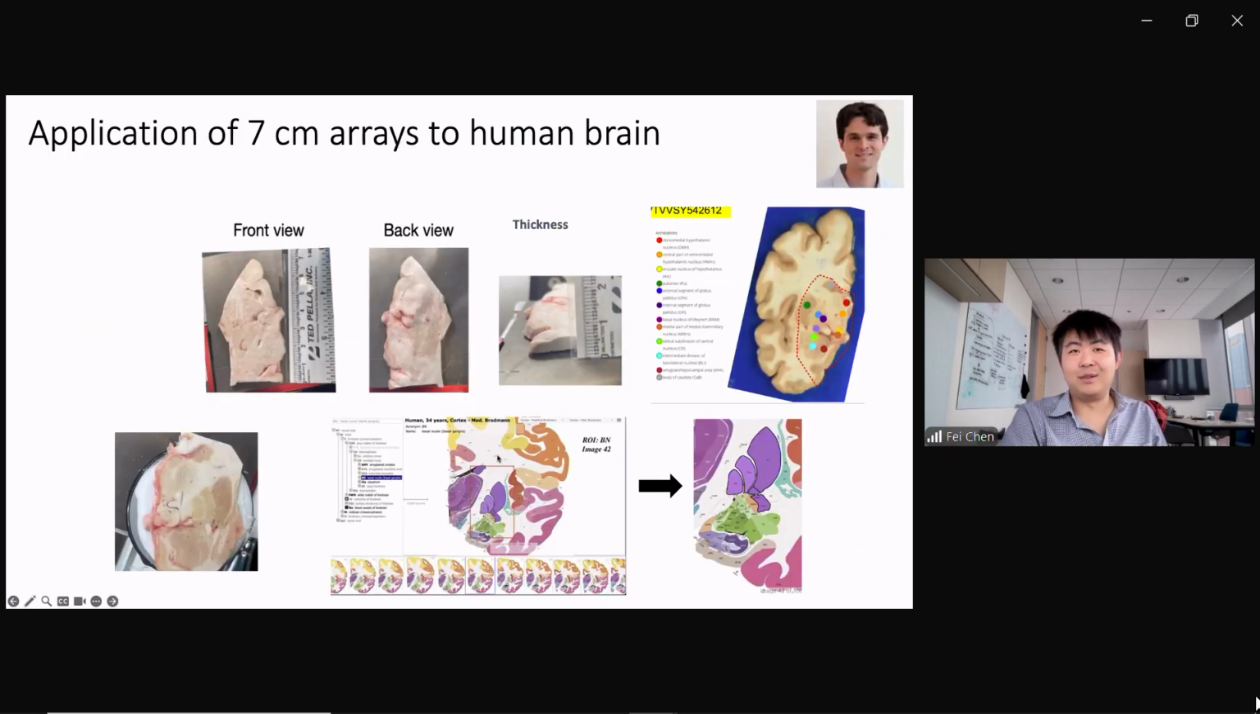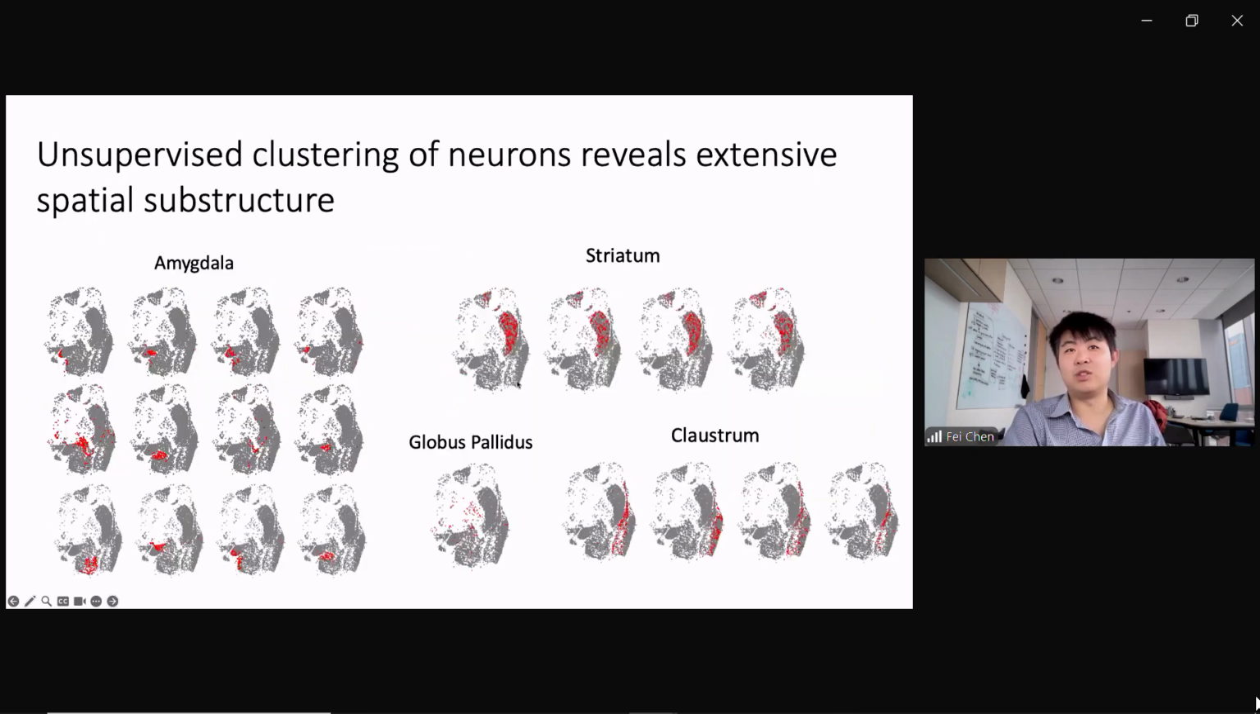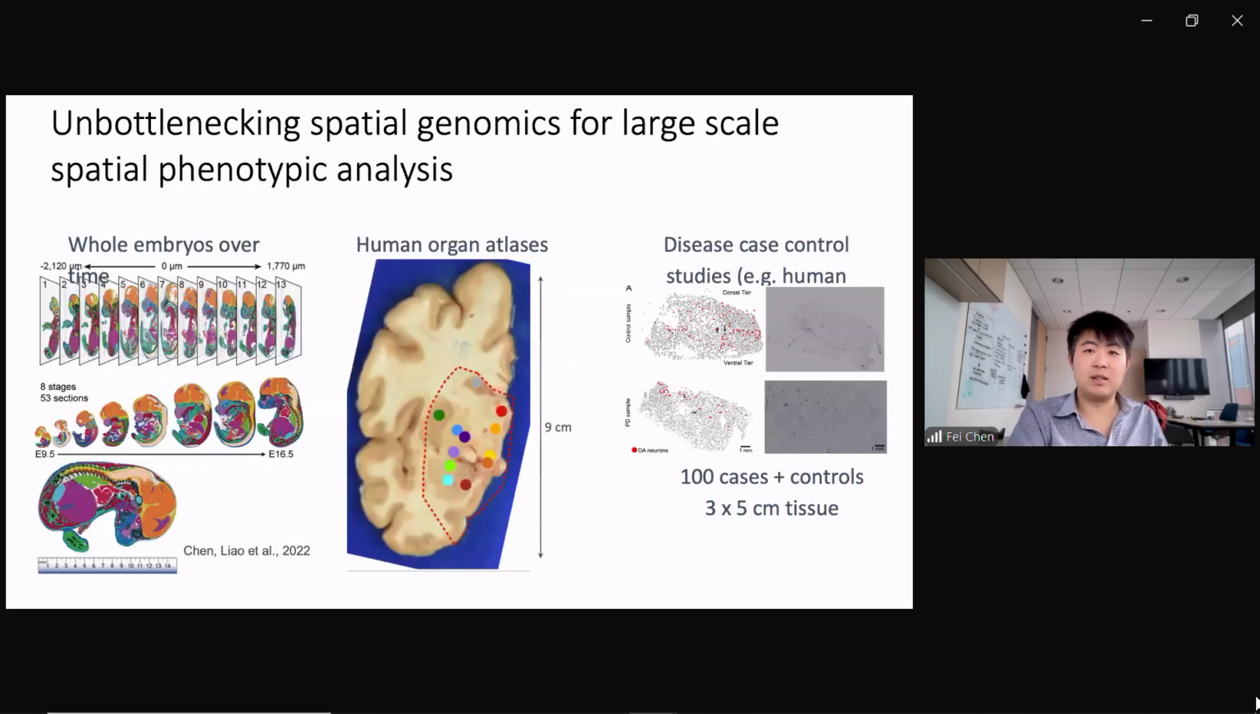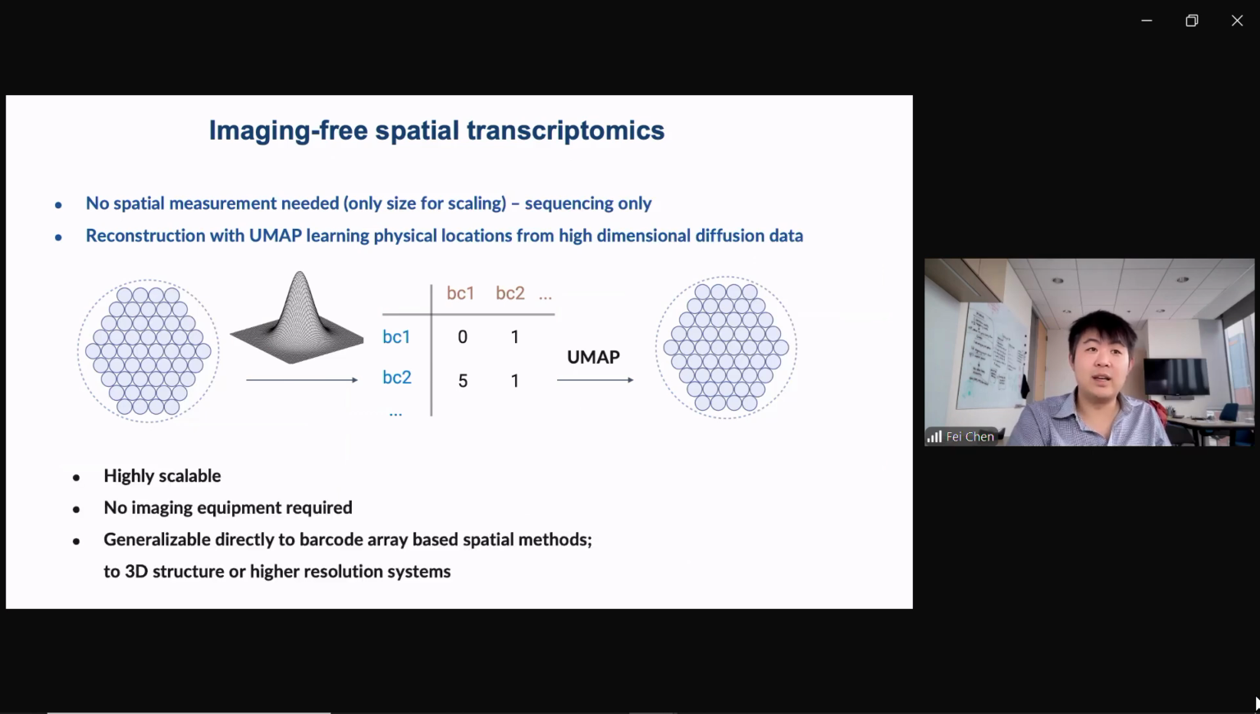This is the basal nucleus on a 7 centimeter array. And here's the reconstruction. Here's the Allen histology. But now we can resolve many different spatially resolved and substructured cell types on the 7 centimeter data. And so yeah, that's the idea. There's no spatial measurement. You can reconstruct it from sequencing only.